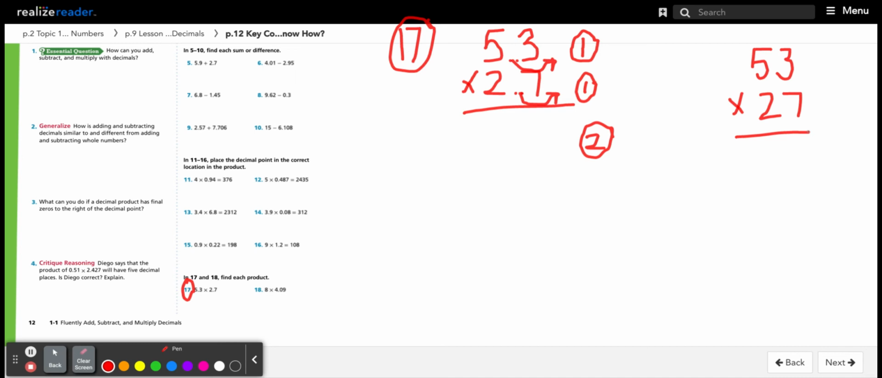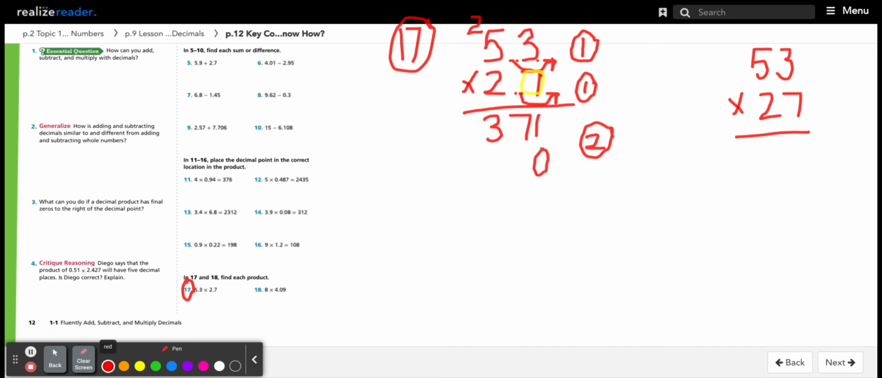So now I always start with that bottom number on the right. 7 times 3. 7 times 3 is 21. Write down the 1, carry the 2. Next, 7 times 5. 7 times 5 is 35 plus 2, 37. Okay, I'm finished with that 7. So now it's like I'm really multiplying times 20. So that means I'm going to start my second row down here with a 0.